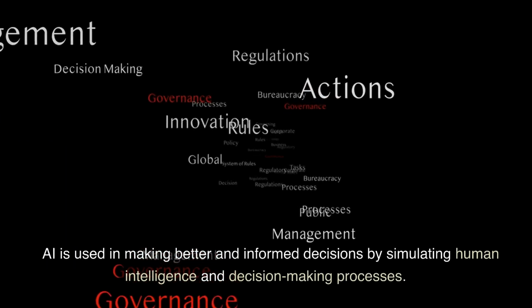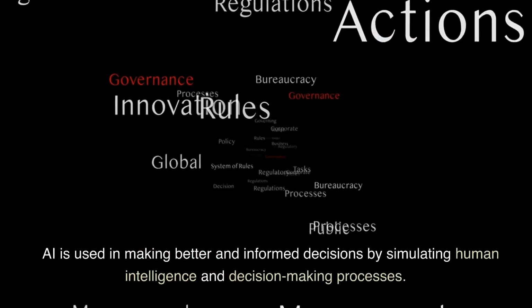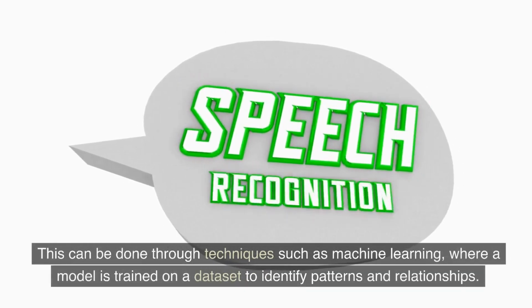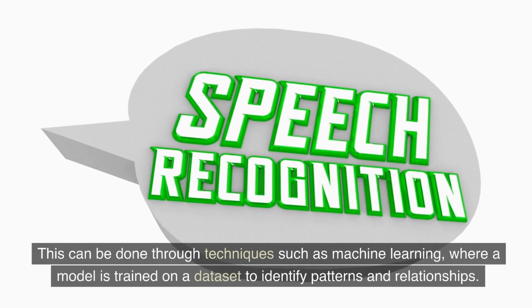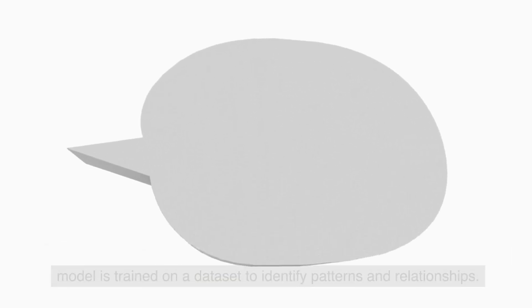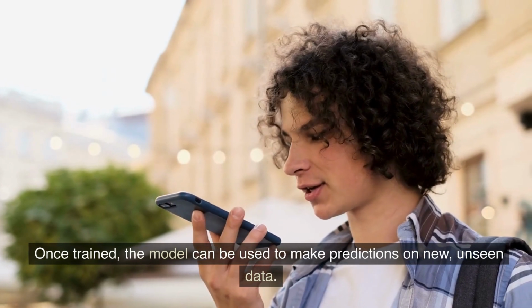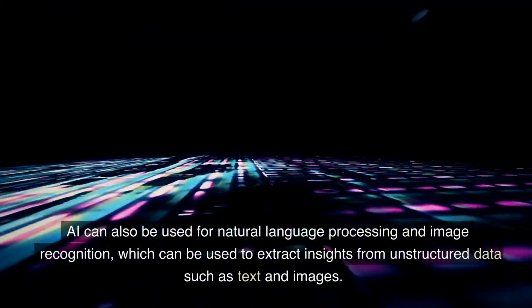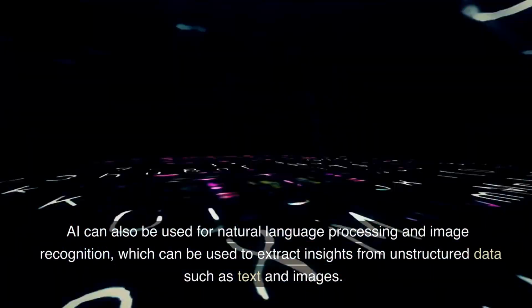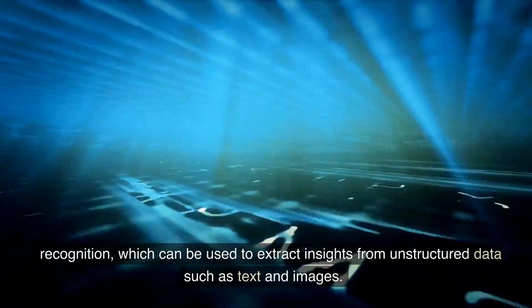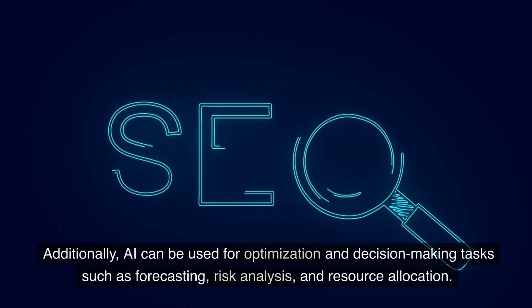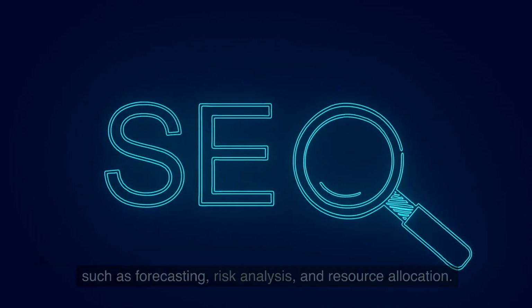AI is used in making better and informed decisions by simulating human intelligence and decision-making processes. This can be done through techniques such as machine learning, where a model is trained on a dataset to identify patterns and relationships. Once trained, the model can be used to make predictions on new, unseen data. AI can also be used for natural language processing and image recognition, which can be used to extract insights from unstructured data such as text and images. Additionally, AI can be used for optimization and decision-making tasks such as forecasting, risk analysis, and resource allocation.